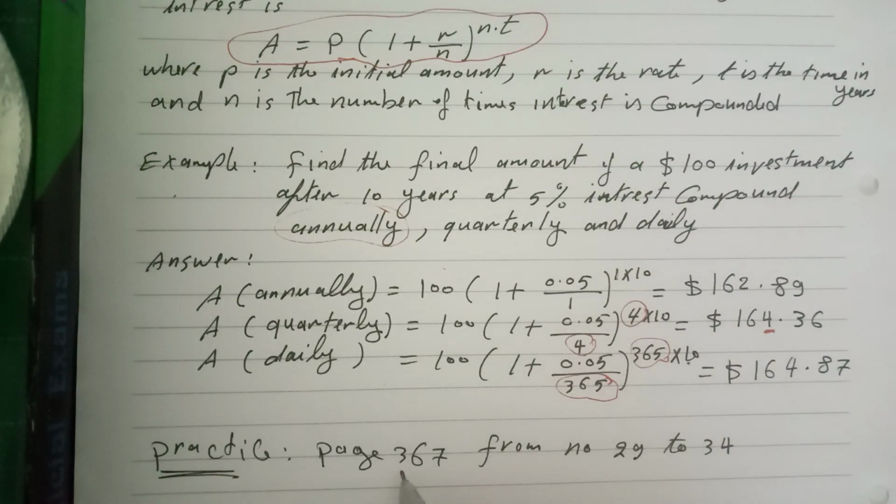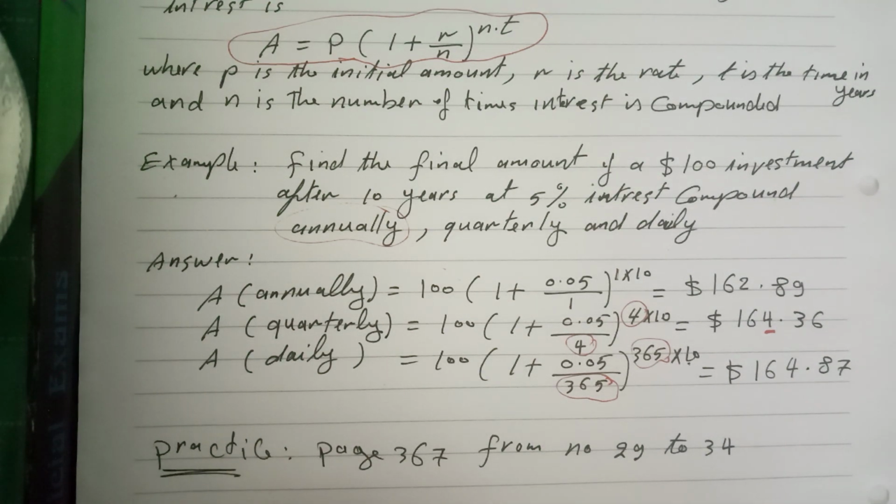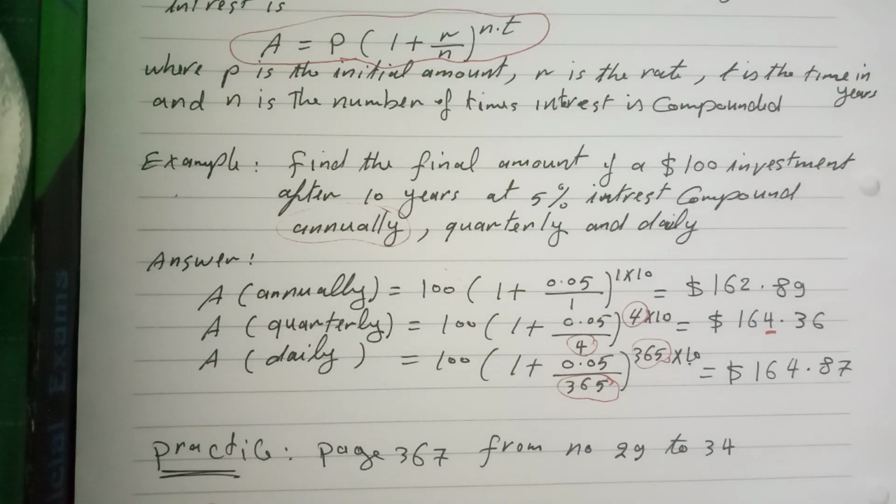The practice on this is on page 367, same exercise, from number 29 to number 34. Let me take some of them. For example, 29. Find the final amount for each investment: $1,000 at 6% interest compounded annually for 20 years. I think this is easy.